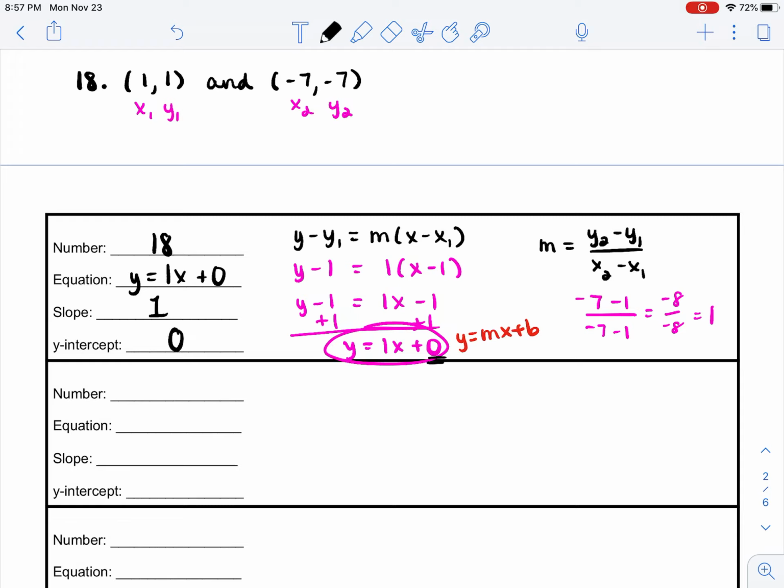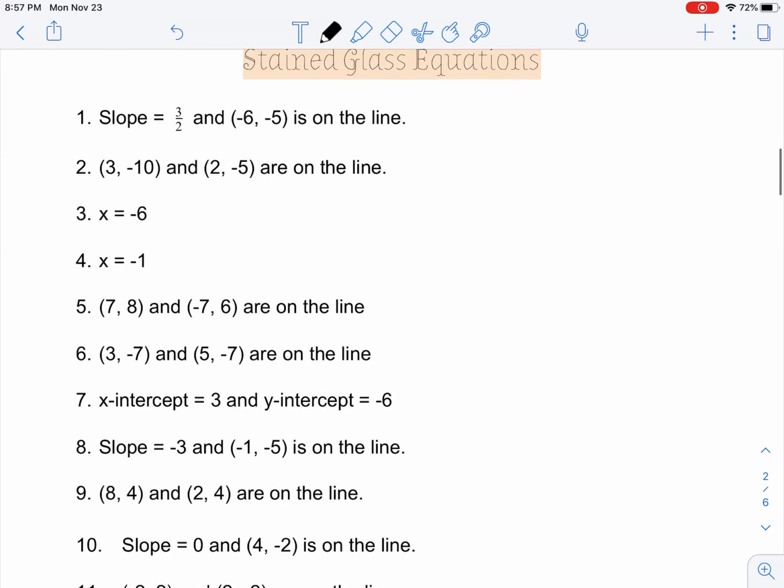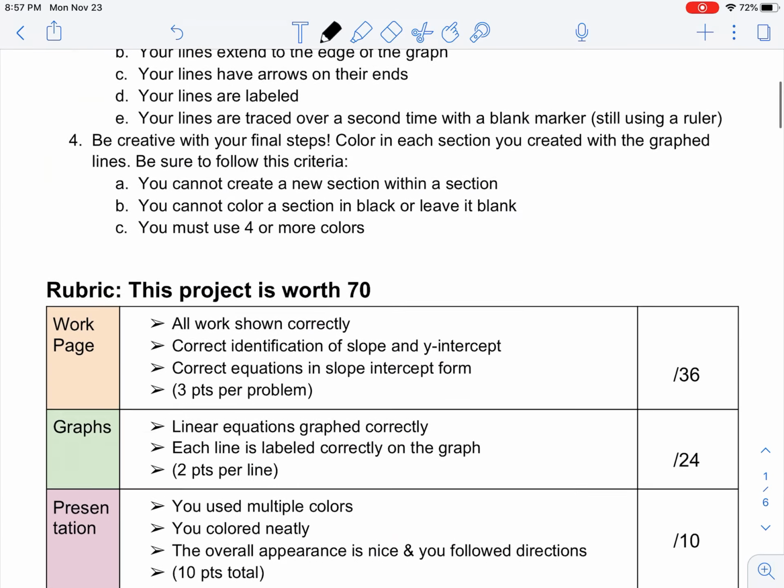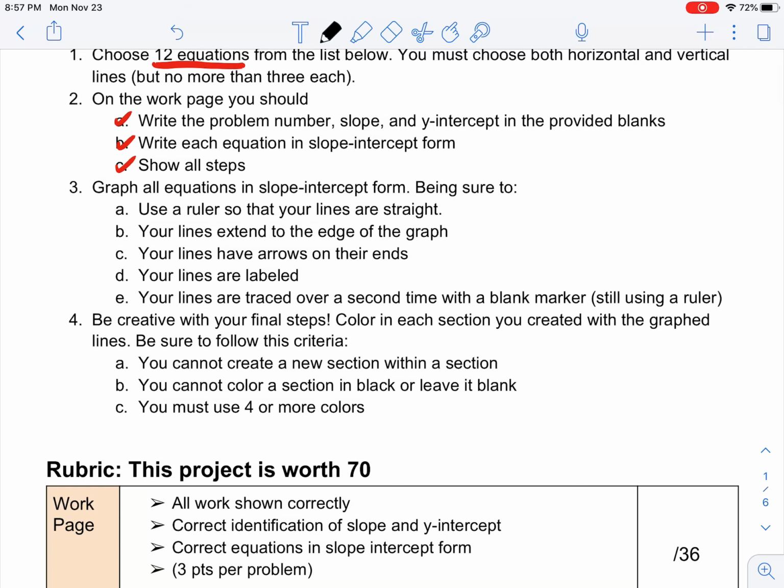So this is everything that I would do if number 18 were a problem. You're going to do that with 12 different problems of your choosing. After you do that, so you've just finished all 12 of your things, you're going to then start graphing.